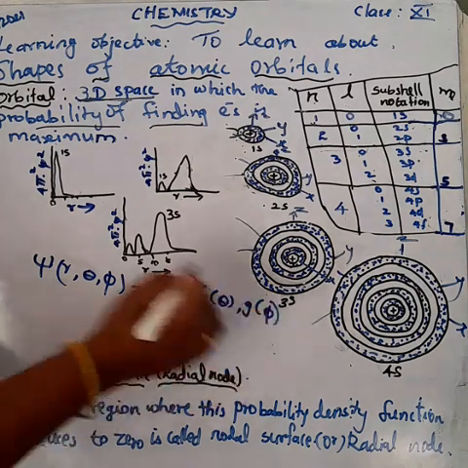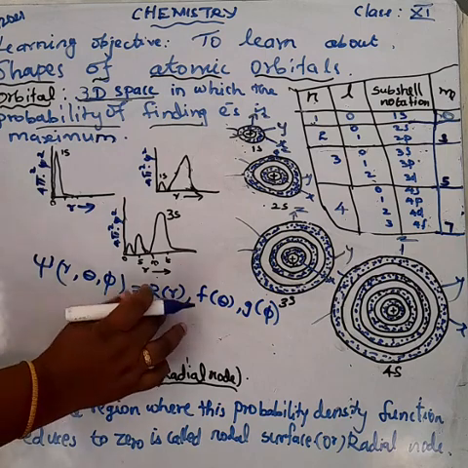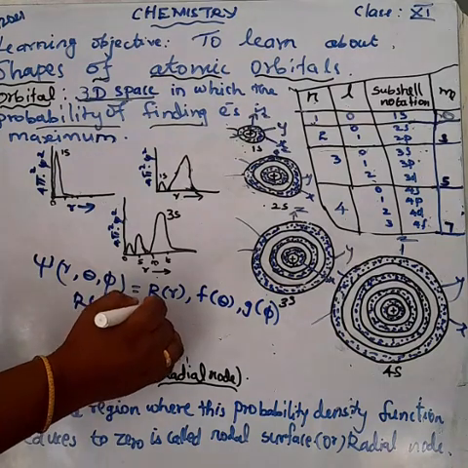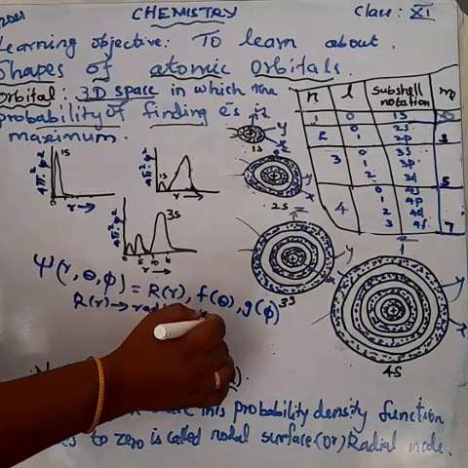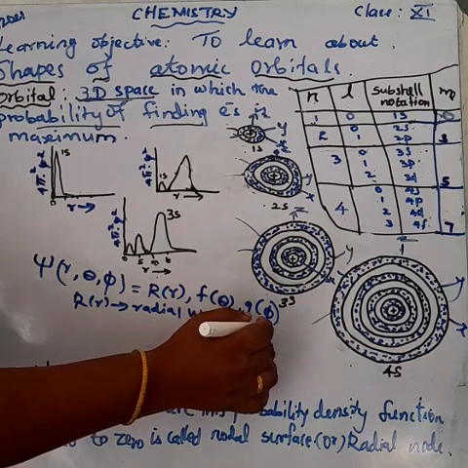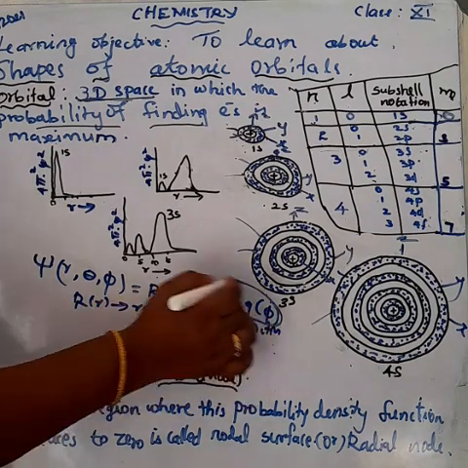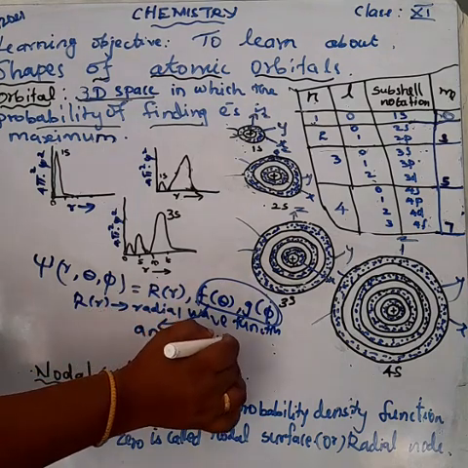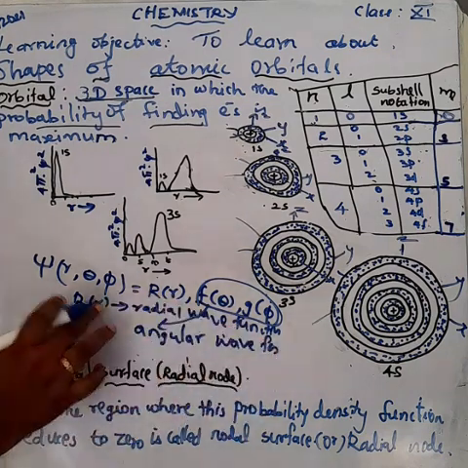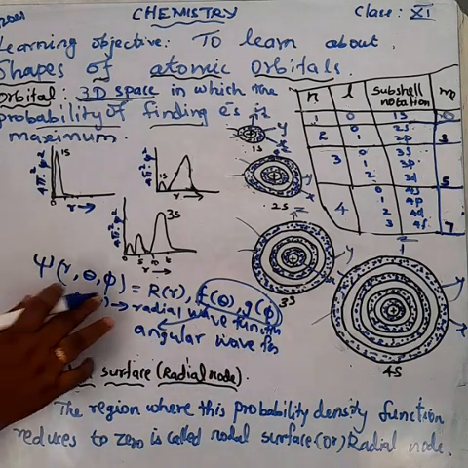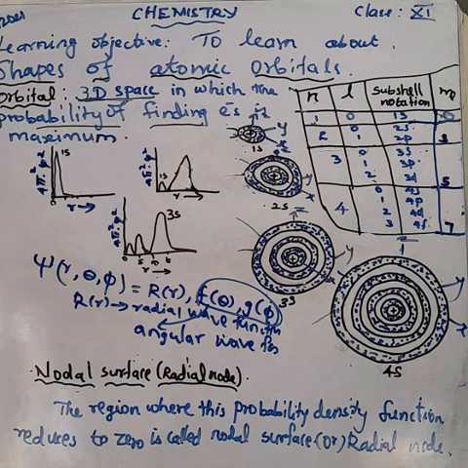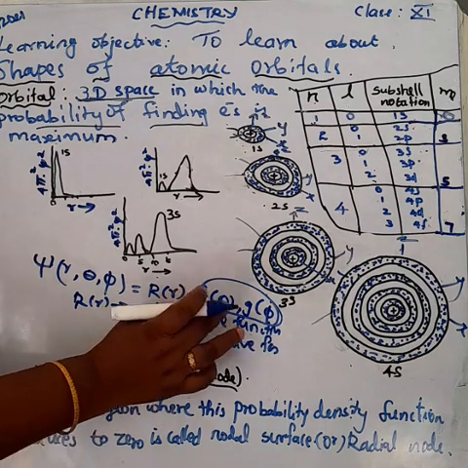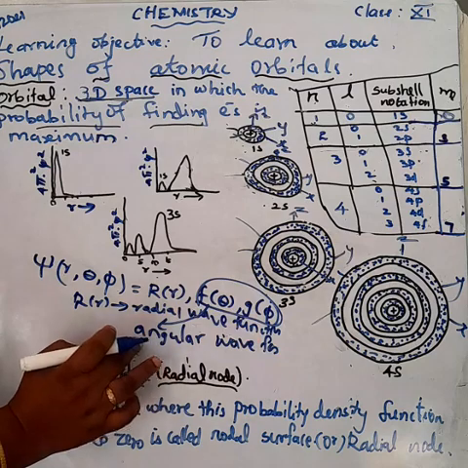Here R of r is called the radial wave function. It indicates the distance from the nucleus to the electron. And f of theta and g of phi represent the angular wave function. Understood? The radial wave function depends on r, the distance from the nucleus and the electron. The remaining two functions, f of theta and g of phi, denote the angles.